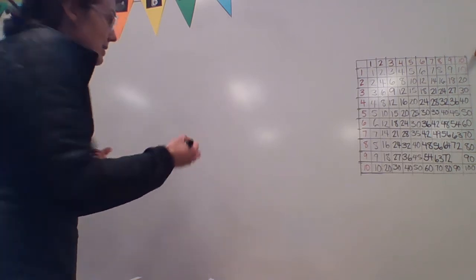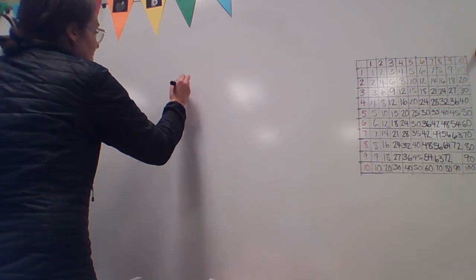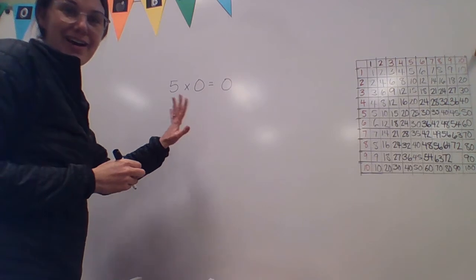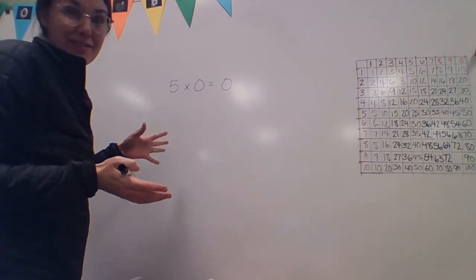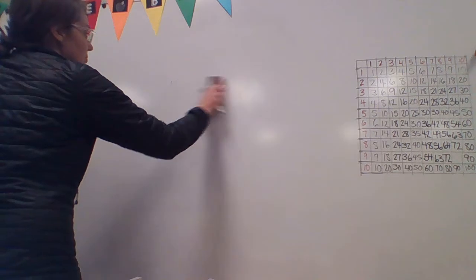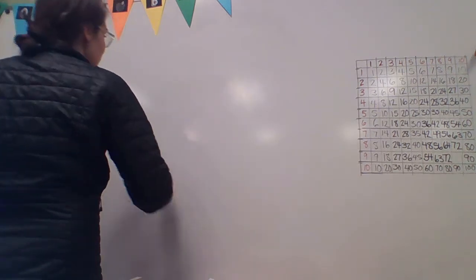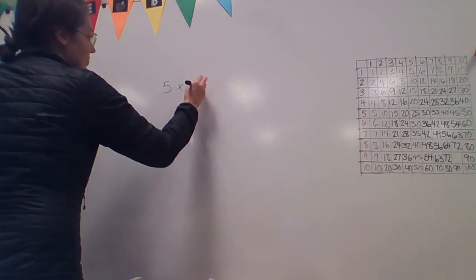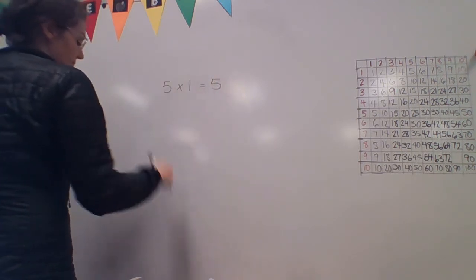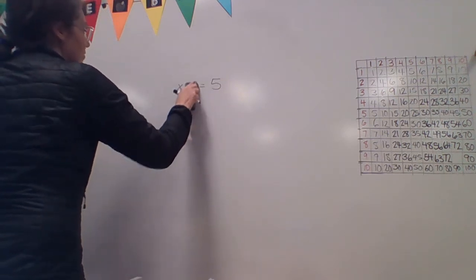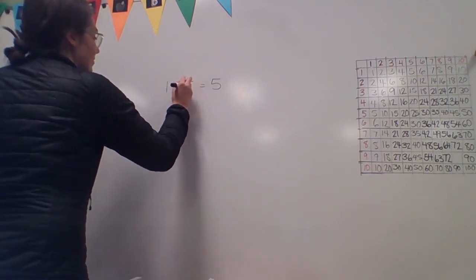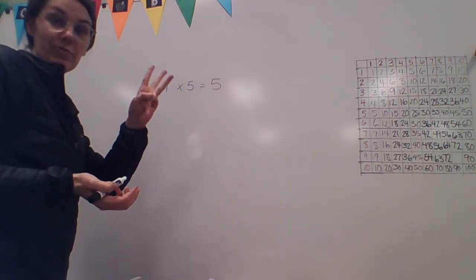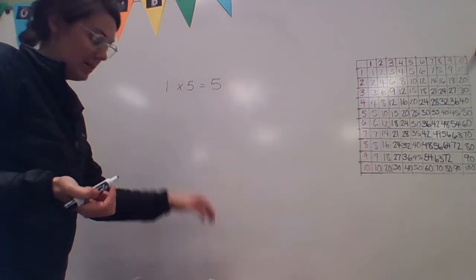So we've tested that by saying if I have 5 groups with nothing in them, then I still have nothing. It doesn't matter how many groups I have. If I don't have anything in them, I'm still going to have nothing, right? We can also test it out with 1 by saying if I have 5 1 time, then I have 5. Or if I have 1 5 times, I also have 5 of something because I have 1, 2, 3, 4, 5 times.